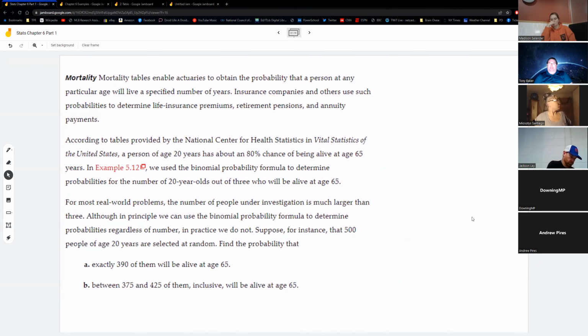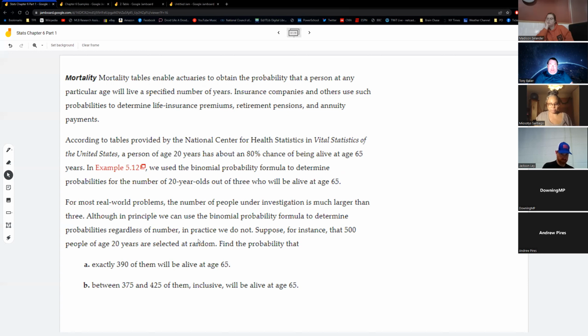Insurance companies love statistics. All right. Remember the problem that we did before? We were talking about mortality, and a person of age 20 has about an 80% chance of being alive at 65. We did this problem the other day in class. However, in that problem, I think we only looked at 8 people or 6 people, a very small number. Let's say I want to look at 500 people.